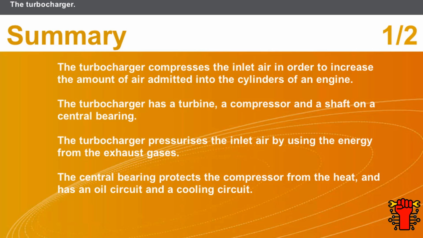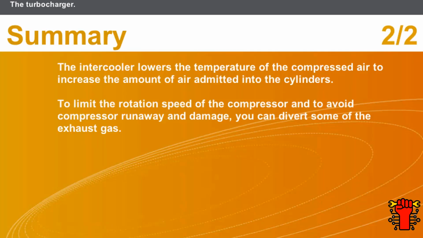The central bearing protects the compressor from the heat and has an oil circuit and a cooling circuit. The intercooler lowers the temperature of the compressed air to increase the amount of air admitted into the cylinders. To limit the rotation speed of the compressor and to avoid compressor runaway and damage, you can divert some of the exhaust gas.